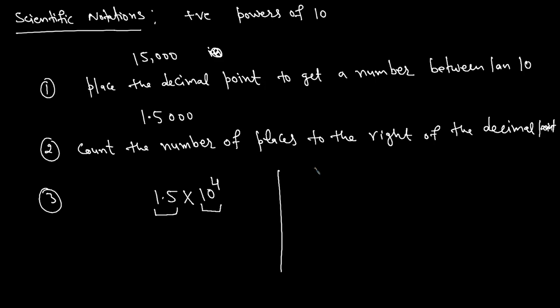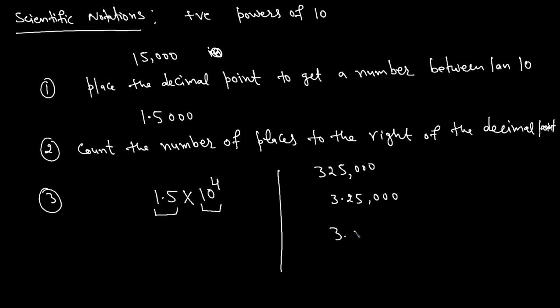So let's say I got 325000. Write it in scientific notation. So first step is move the decimal point, so that number will be between 1 and 10. So 3.25 is between 1 and 10. 0, 0, 0. Now count the number of places to the right of decimal. So 1, 2, 3, 4, 5.